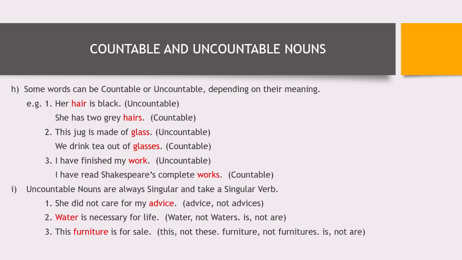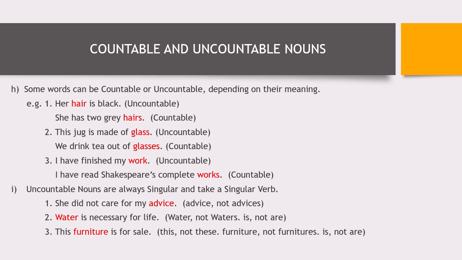Countable and uncountable nouns. H. Some words can be countable or uncountable, depending on their meaning. For example, 1. Her hair is black. Uncountable. She has 2 gray hairs. Countable. 2. This jug is made of glass. Uncountable. We drink tea out of glasses. Countable. 3. I have finished my work. Uncountable. I have read Shakespeare's complete works. Countable.